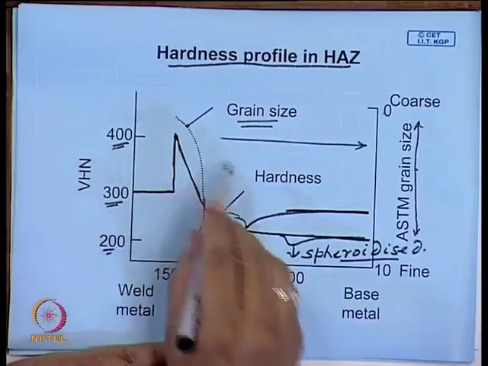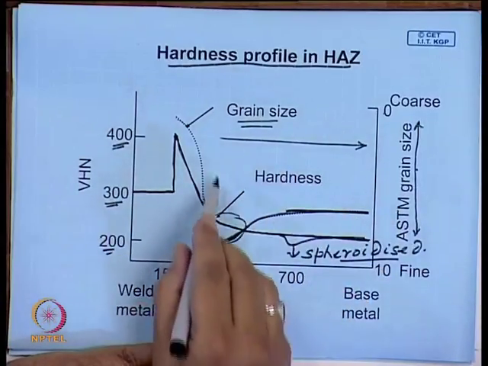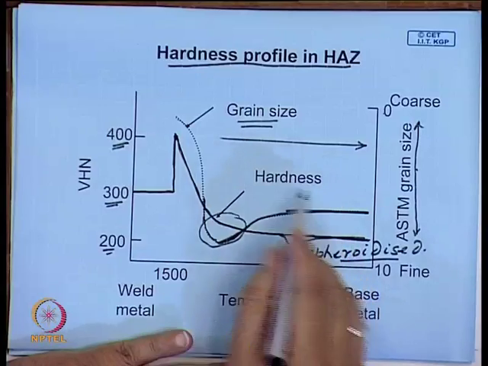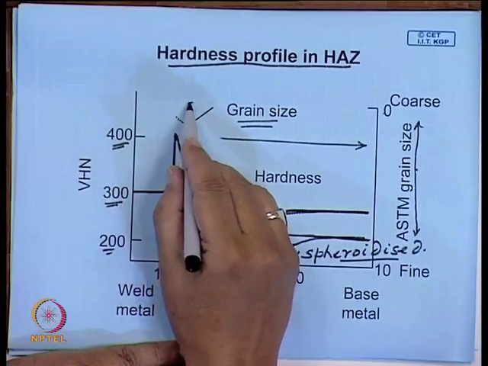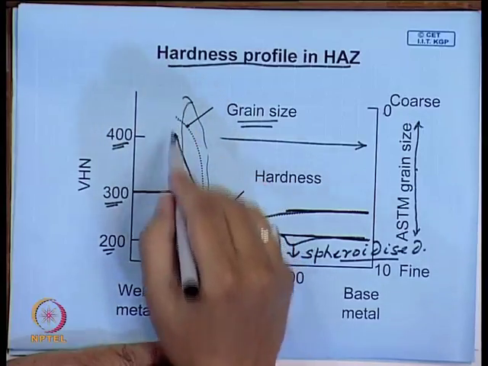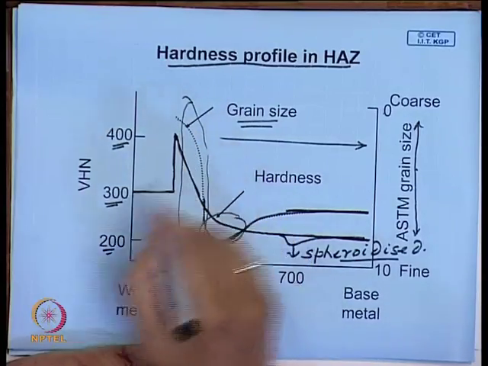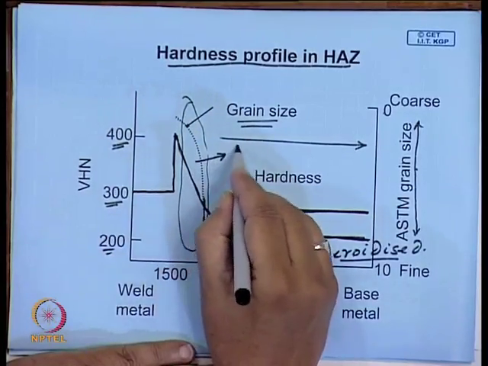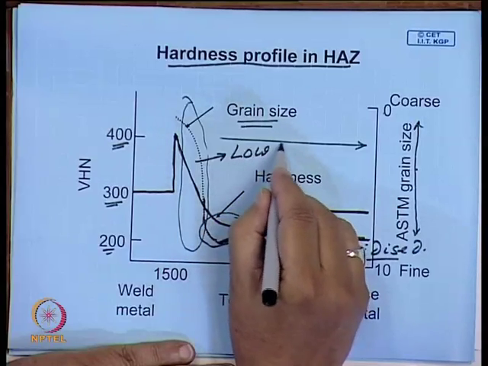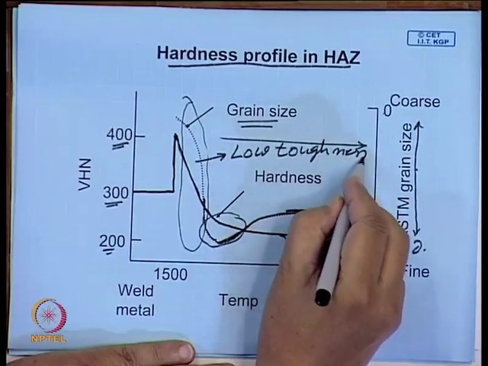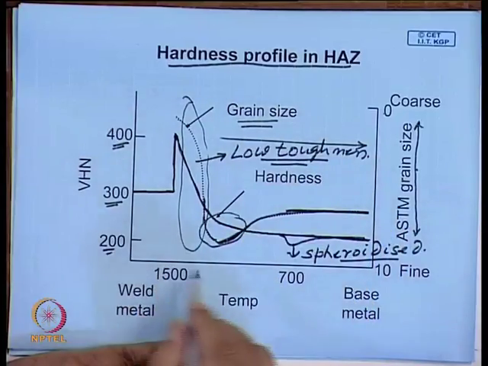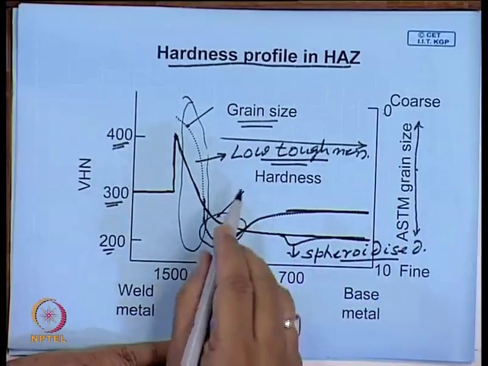So, in short, this heat affected zone is a composite structure, and the zone which is more prone to failure is this region, and if the hardness is very high, in that case the toughness will be low, and coupled with it there is a gas related problem also.